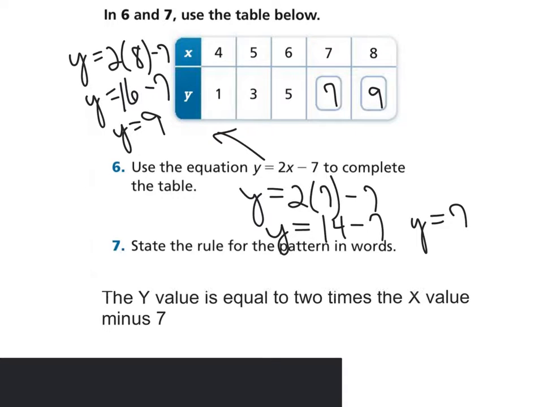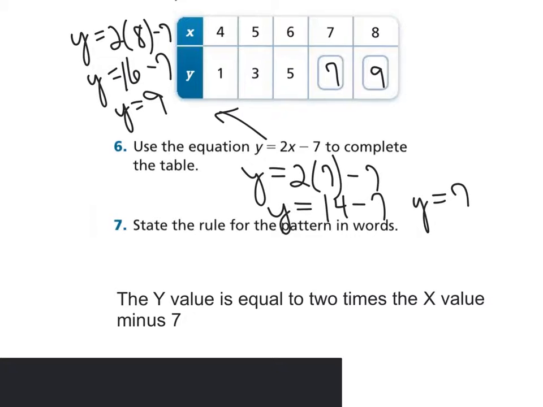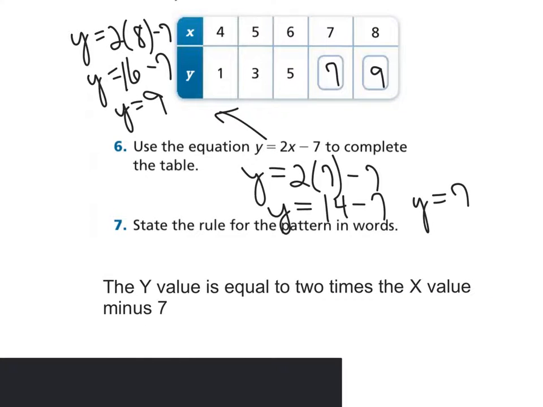Then number 7, state the rule for the pattern in words. The rule, they told us the equation. Basically just say that equation out in words. So we could say y value is equal to 2 times the x value minus 7. Okay, again, we're not creating that on our own. We're just taking the equation they gave us and just writing the words that would match up with that.